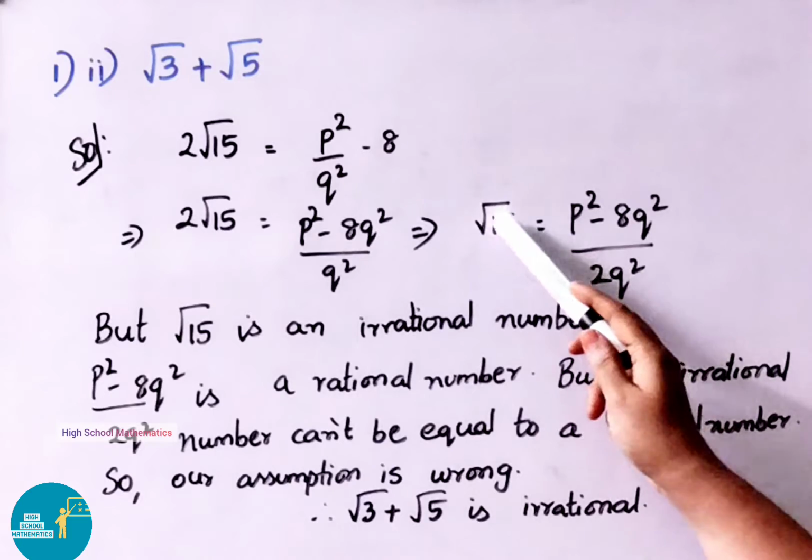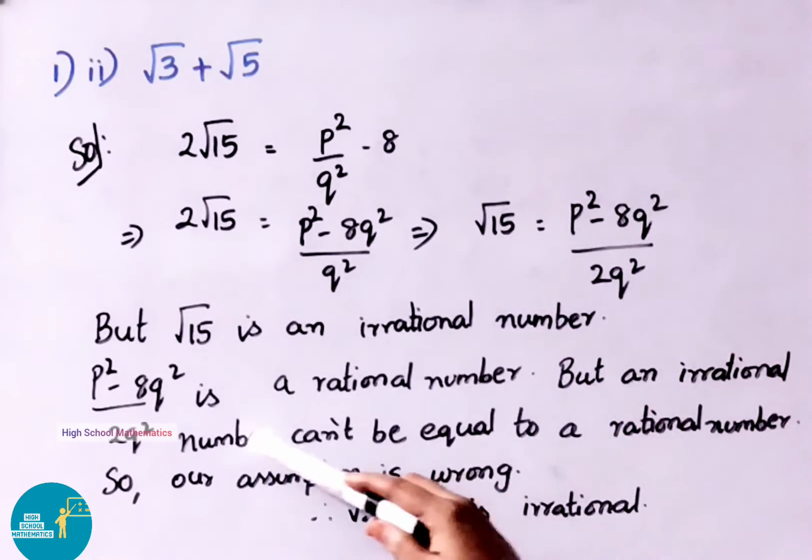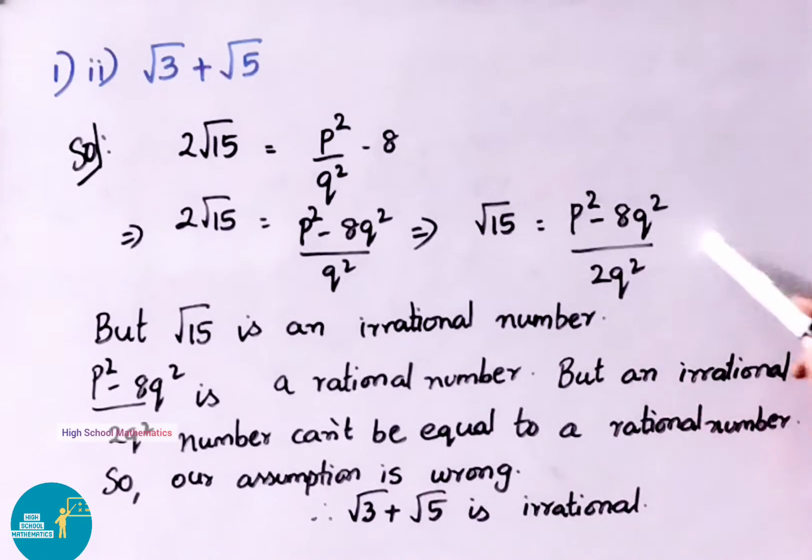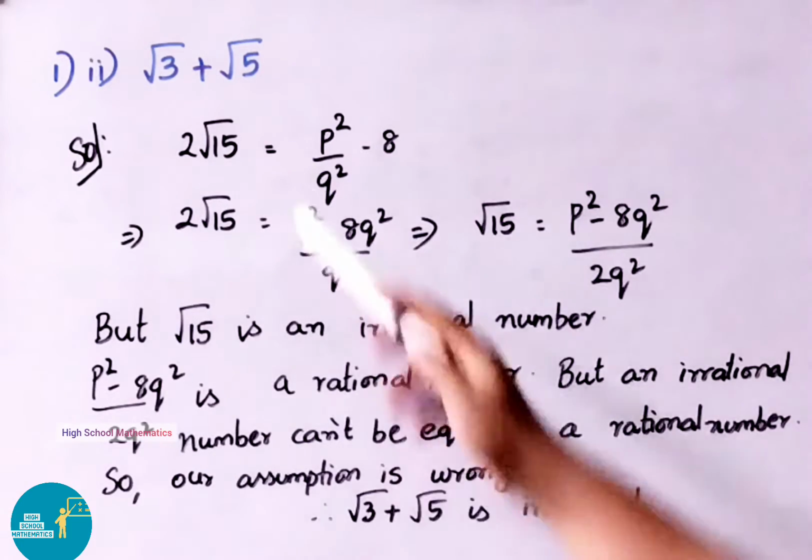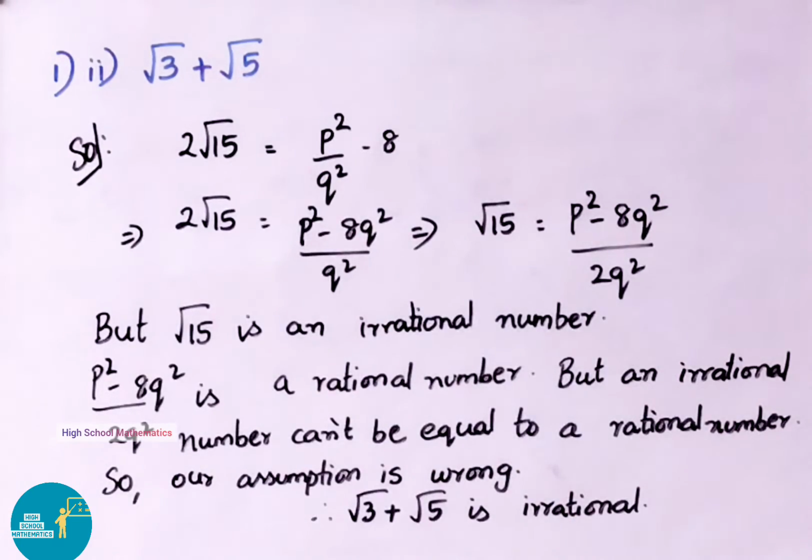But an irrational number can't be equal to a rational number. So our assumption is wrong, that square root of 3 plus square root of 5 we have taken as a rational number, but here we got an irrational number. Therefore square root of 3 plus square root of 5 is irrational.